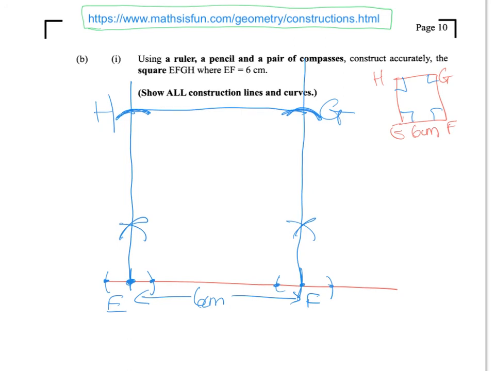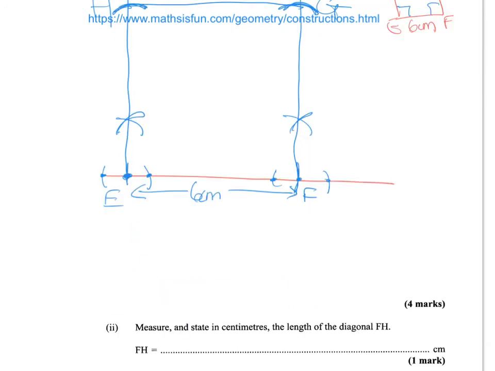If you need more help on constructing 90 degrees, go to the website and it's right there. They'll show you how to construct the 90 degrees. The last piece of the question asks us to measure and state in centimeters the length of the diagonal FH. So FH, we would draw in a line from F to H, and we would use the ruler to measure it. You should get something in the vicinity, if you've drawn it accurately enough, of 8.5 centimeters.